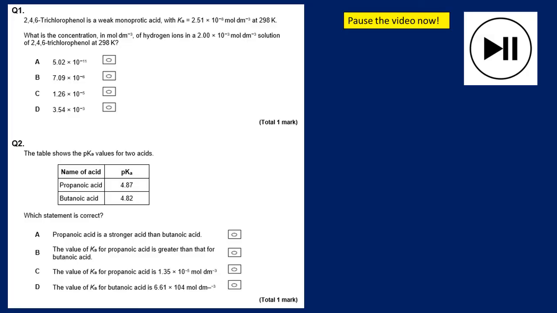Right, let's move on to some exam questions then. So you know the drill. Pause the video, have a go at the questions, and when you're ready to go through them, unpause the video.